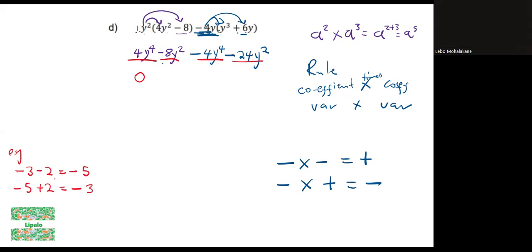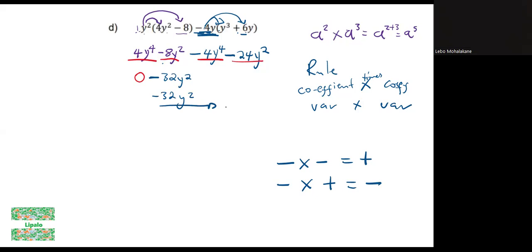Good. Let us continue here. So I have negative 8 and negative 24. I'm keeping the sign. Then I add them because it's the same sign. So it's 32. The variable doesn't change. So my answer is negative 32y squared.